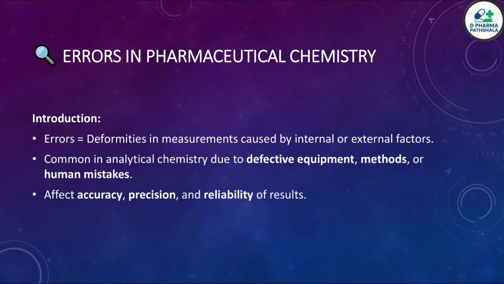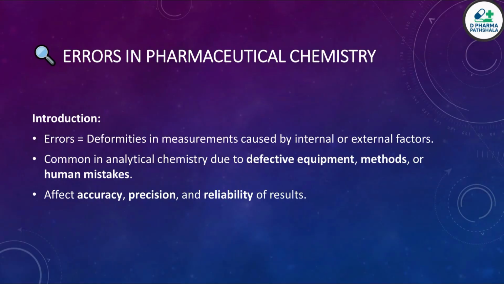An error is a deformity or deviation in any measurement that occurs due to internal or external factors like faulty instruments, human mistakes, or improper methods. In pharmaceutical analysis, even a small error can lead to wrong dosage or unsafe results, so it's very important to recognize and control them. Errors affect the accuracy and precision of our analytical results.